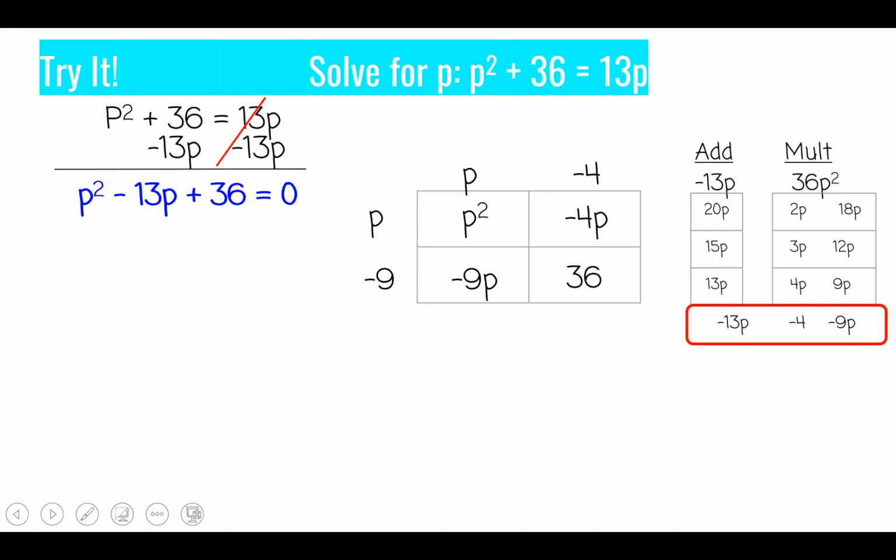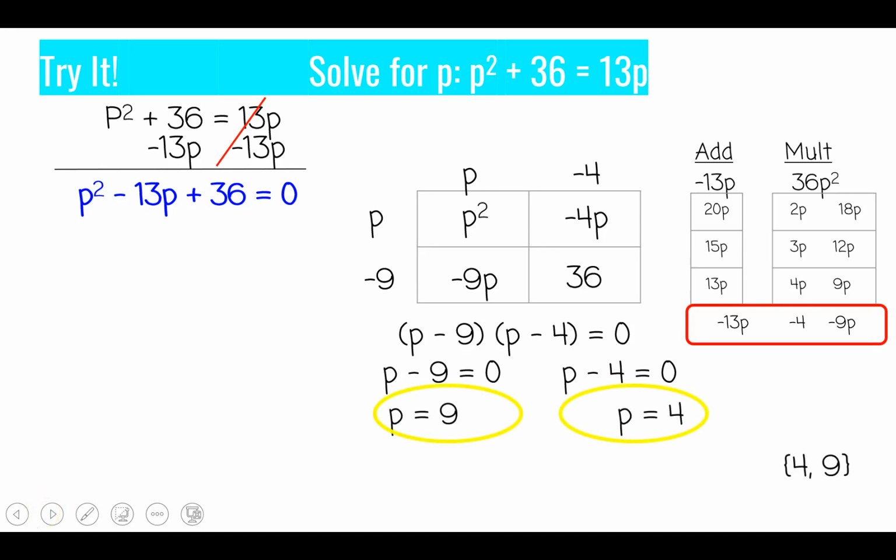Slowly getting there. So what are my two factors? P plus, or no, P minus 9 and P minus 4. Yes. P minus 9, P minus 4. Take those pieces equal to 0. What are my two solutions? P minus 9 equals 0. P minus 4 equals 0. Positive 9 and positive 4 is what we end up getting, because we're adding them both over to the other side.